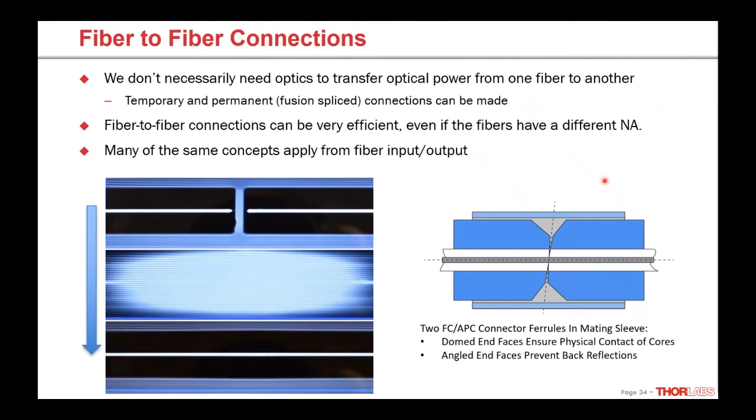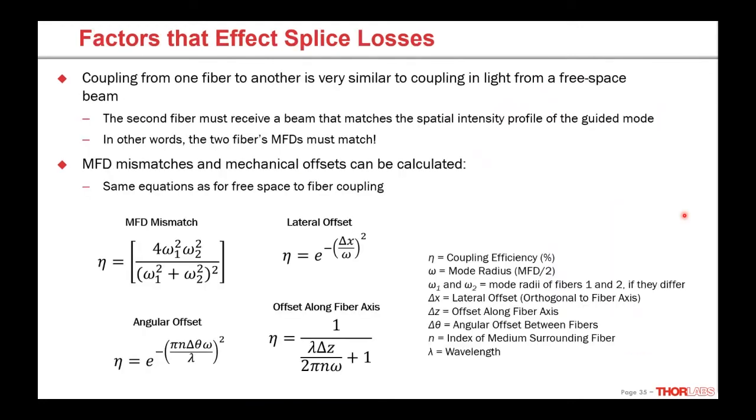Really all it comes down to is the fiber that's receiving the beam from the first fiber. Again, all it cares about is getting light in that correct spatial mode presented to it at that fiber core. If we do that, we'll have good coupling efficiency, and if we don't do that, we're going to see some loss. So like I said, the second fiber has to receive a beam that matches the spatial intensity profile of the mode it can guide.